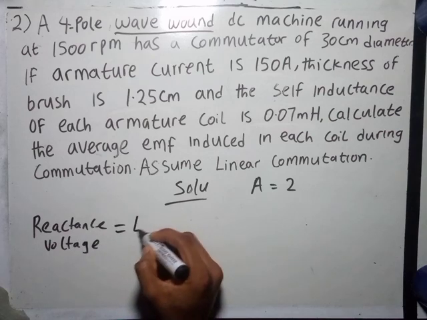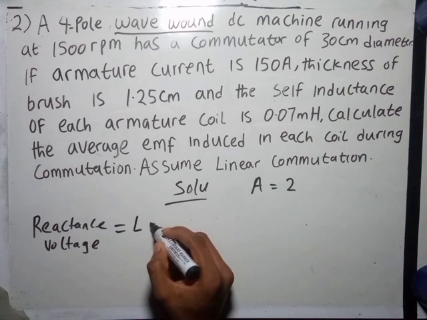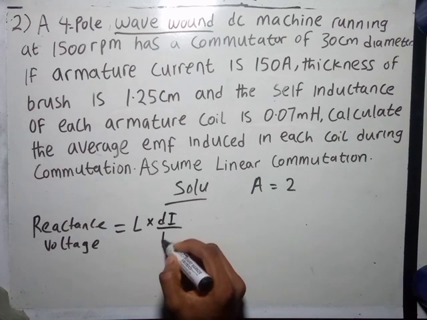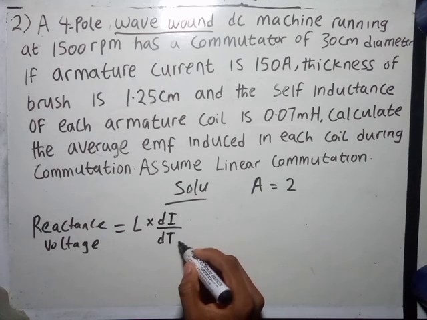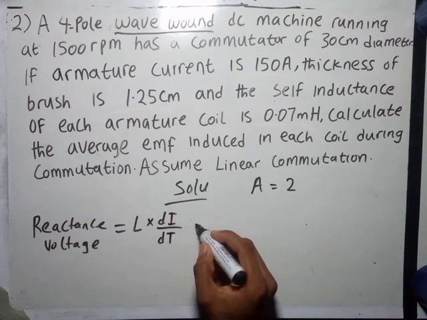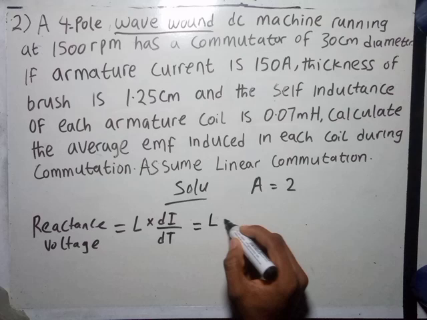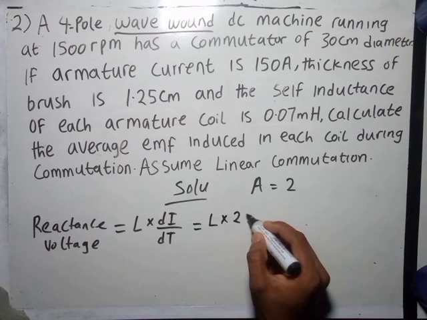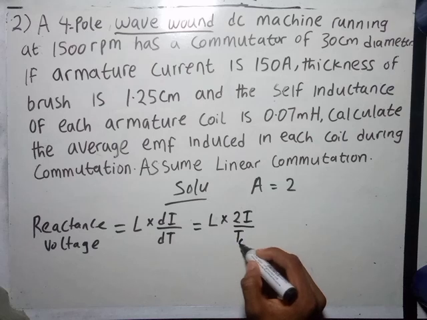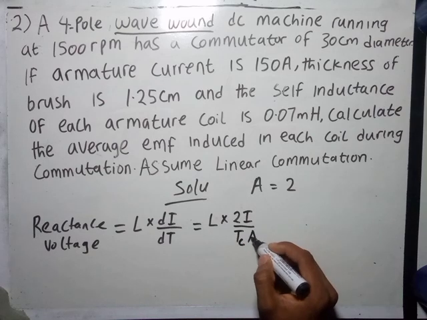we have this to be L di/dt. That's the formula for reactance voltage. But in this case, we'll be using L times 2I over Tc times your A.